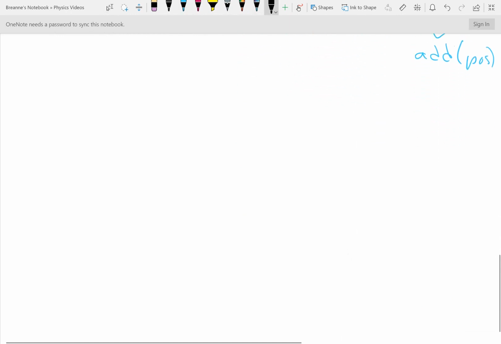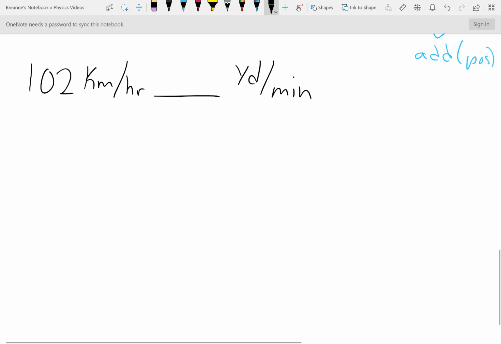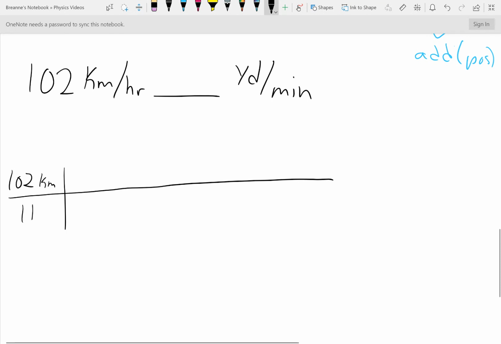So the next one I'm going to do is the 102 kilometers per hour. And we're going to go into yards per minute. Now I'm going to do this one with one long, big railroad track instead of breaking it apart. Now, again, you can break it apart. That is perfectly fine. You just focus on the kilometers and then you focus on the hours. But I'm going to do one big one. So we have 102 kilometers per 1 hour.